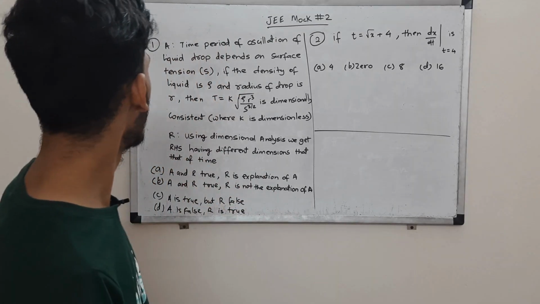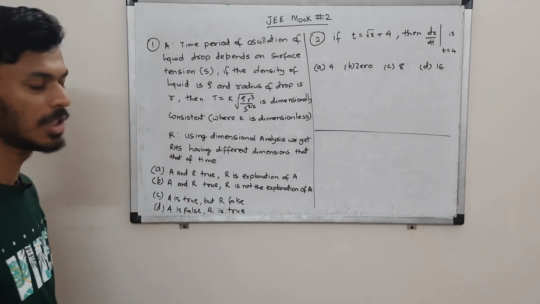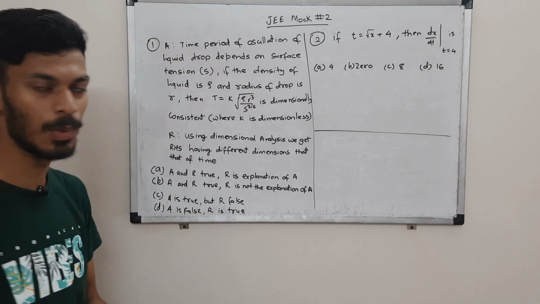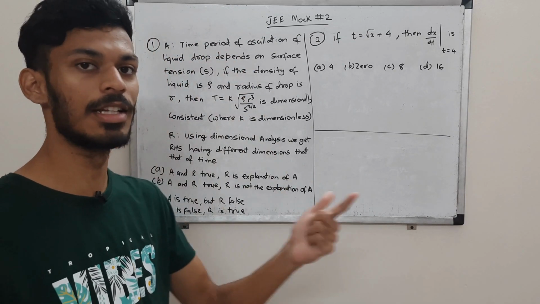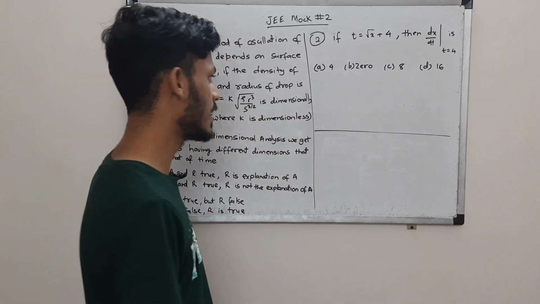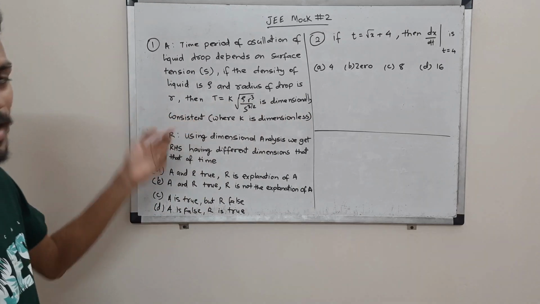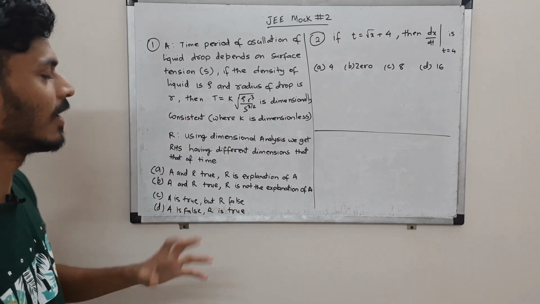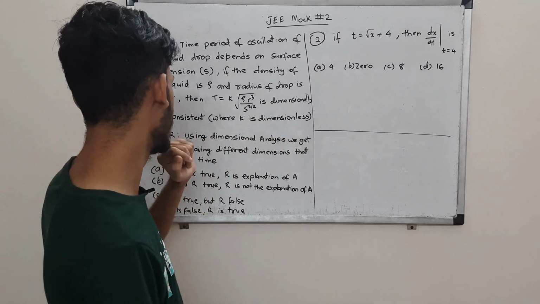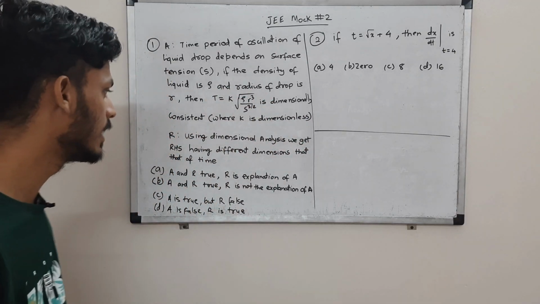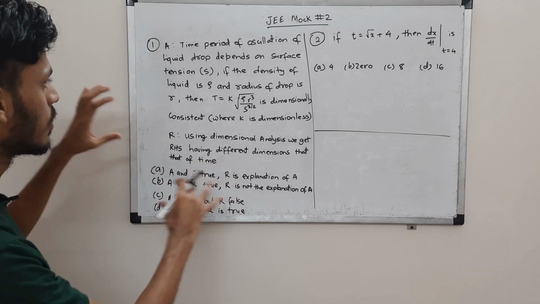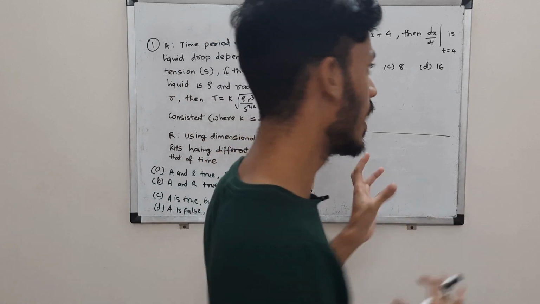Here we have question 1 and 2. In question 1 we have two statements A and R. A says that the time period of oscillation of a liquid drop depends on the surface tension, the density and the radius of the drop, and the relation is as given. And A says that this relation is dimensionally consistent. Okay, we are supposed to check if A is true or not. And similarly R says that using dimension analysis will have the left hand and right hand sides of the dimensions to be different. So we are supposed to comment on A and R whether they are true or not.